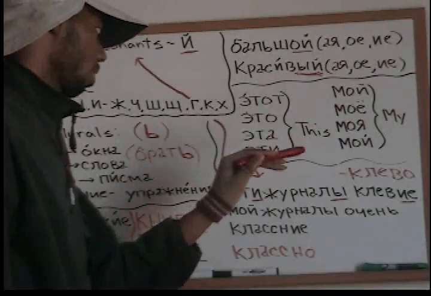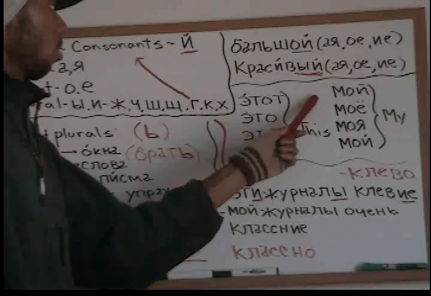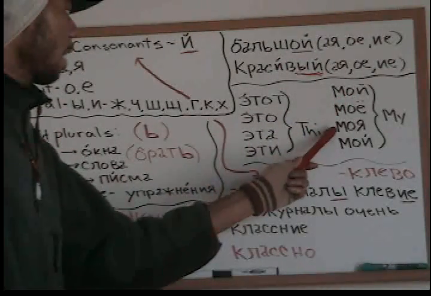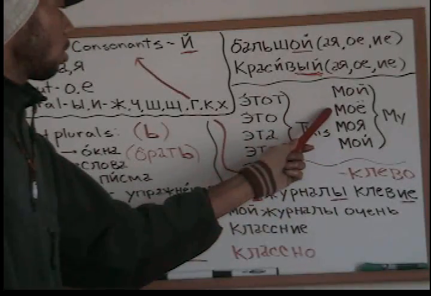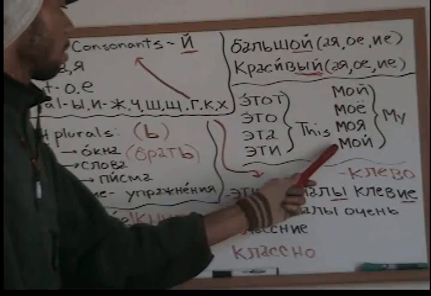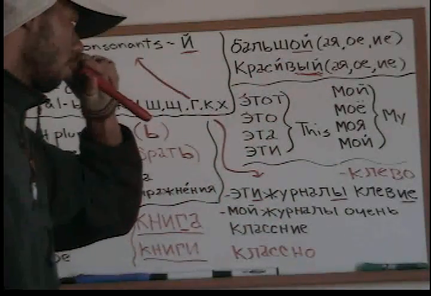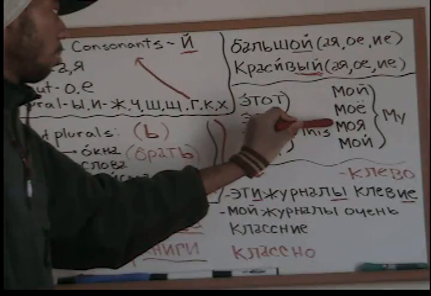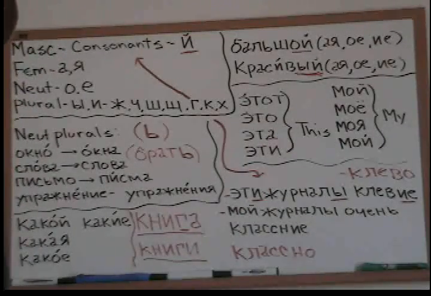Okay, I didn't put the other ones. I'll just use these ones for now because I want to use them for myself. So we have мой, моё, моя, мои. Мой is masculine. Моё is neuter. Моя will be feminine, and мои plural. Okay.